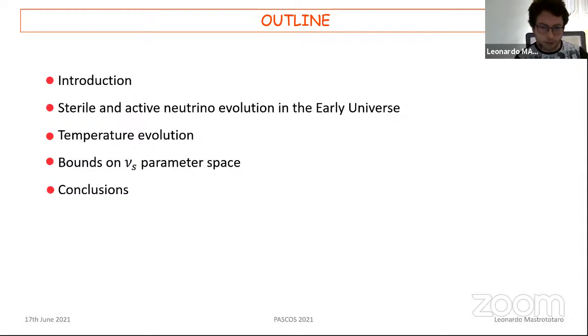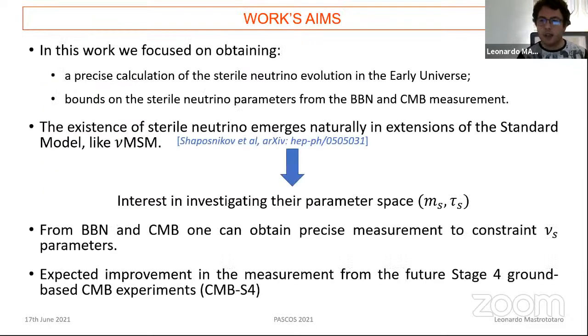parameter space. So the aim of this work is to obtain a precise calculation of the evolution of sterile neutrinos in the early universe. And moreover, we want to use the precise measurements from BBN and CMB to obtain constraints on the sterile neutrino parameter space.